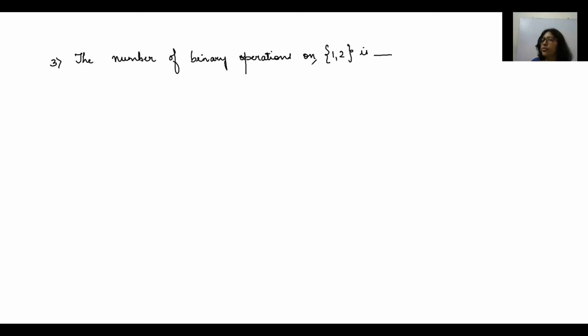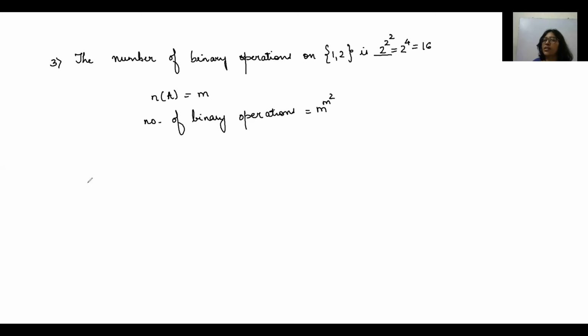Number of binary operations on a given set. Suppose the set is A and it has N elements. Then the number of binary operations is N raised to N square. So in this case, it will be 2 raised to 2 square, or 2 raised to 4, that is 16. So this is a general formula, you can apply it.